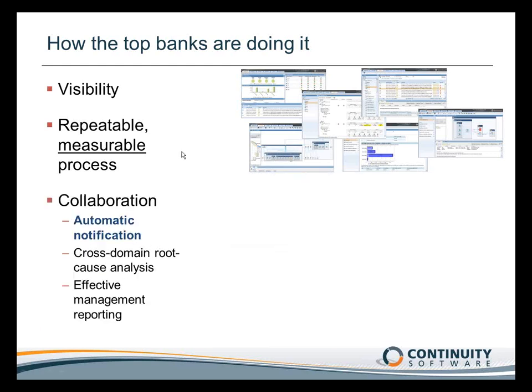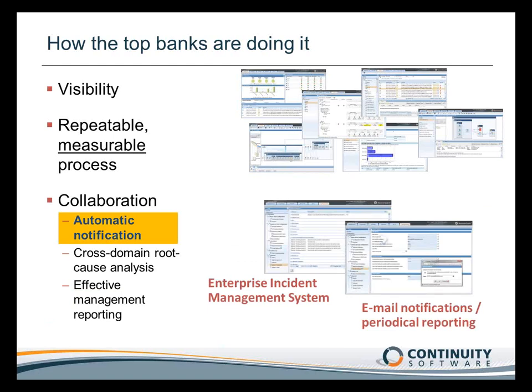Finally, what the bank has managed to build is a collaboration platform around the features we've seen so far. It begins with the obvious features you would expect, such as being able to send automated email notifications to various distribution lists, so each team will get alerts relevant to the specific subject matter within their domain, and also to automatically aggregate some of those events to enterprise management systems. And this particular bank is using more than one.